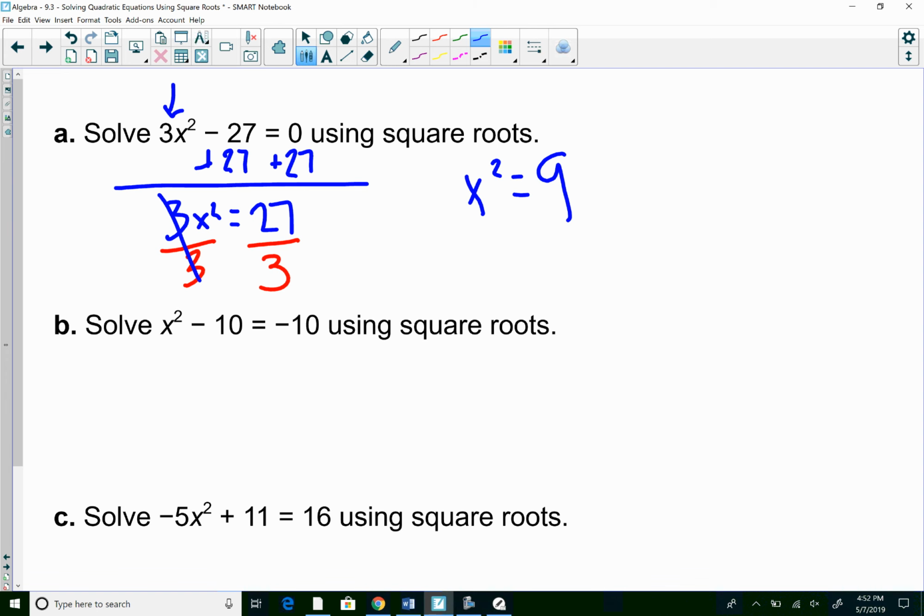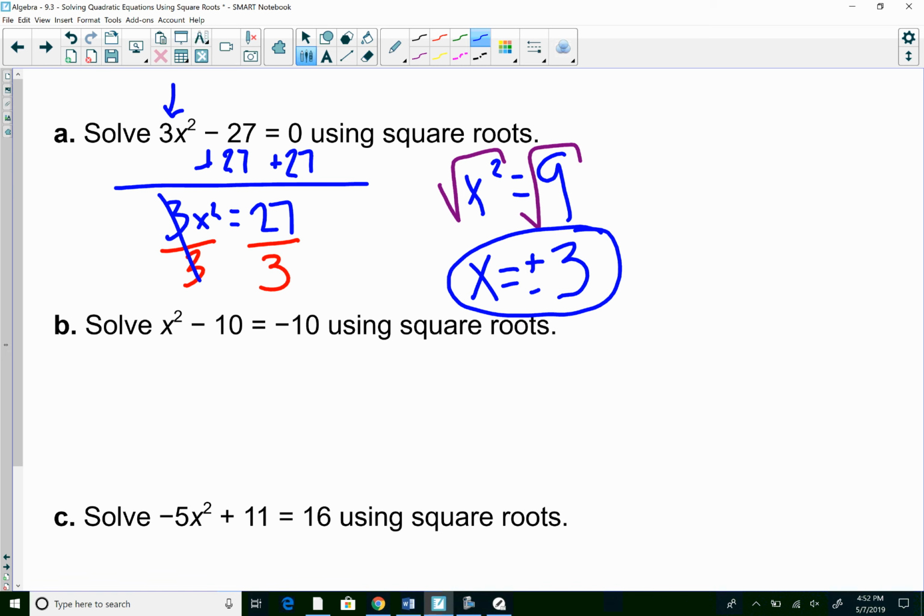The next step is to take the square root of both sides. Remember, that's how we get x all by itself. So x equals, and remember 9 is one of our perfect square numbers, so it's 3, but it's both positive and negative 3. For this type of equation, you come up with 2 real solutions.